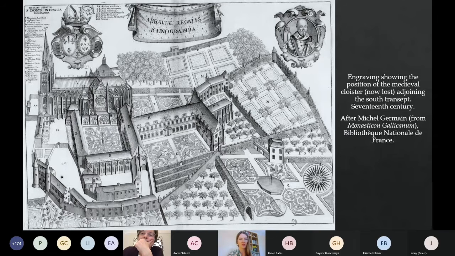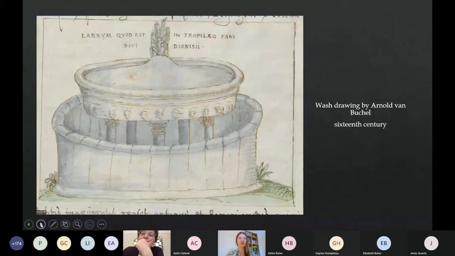The fountain itself was originally formed of 2 tiers, with the sizable upper basin measuring around 12 feet 6, and resting on 16 marble columns above a larger lower basin. This wash drawing up on the screen is by the Dutch antiquarian Arnold Van Buchel, and it's the only depiction I have been able to find, laboriously I tell you, that shows the basin in its original form. The lower basin that you see here has since been lost, presumably destroyed during the Revolution.